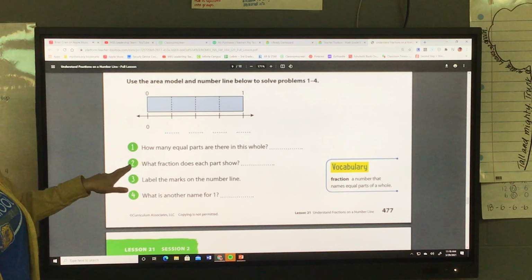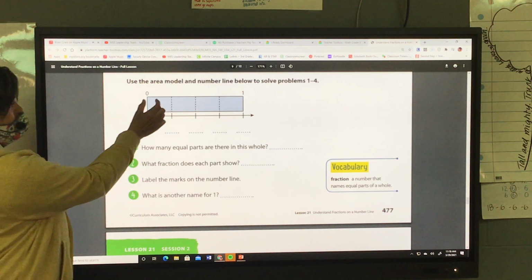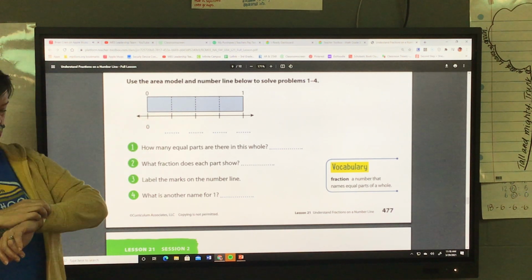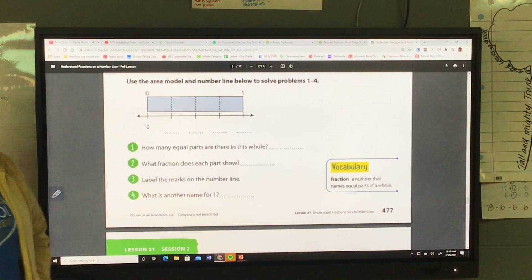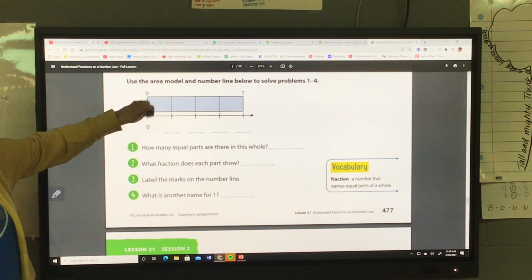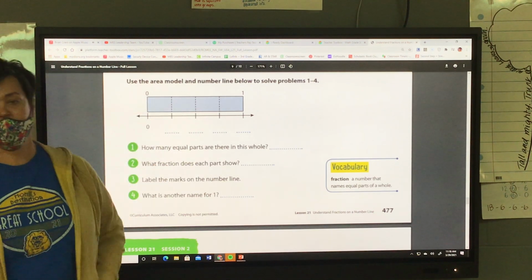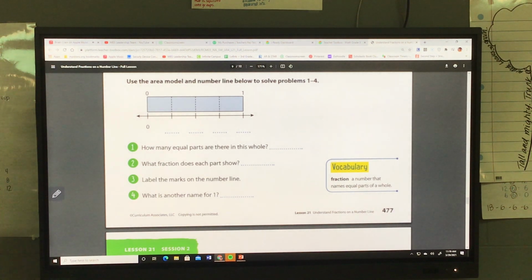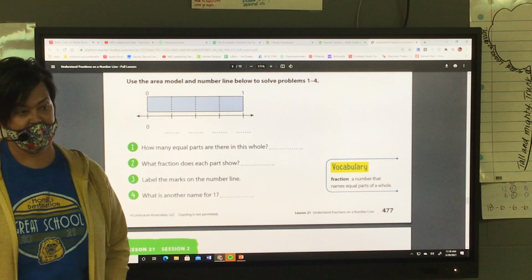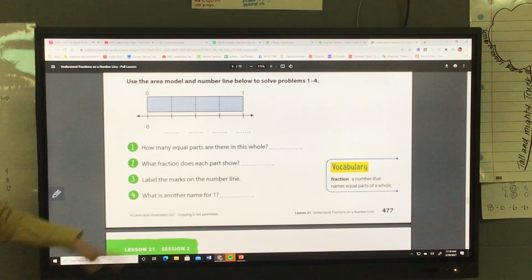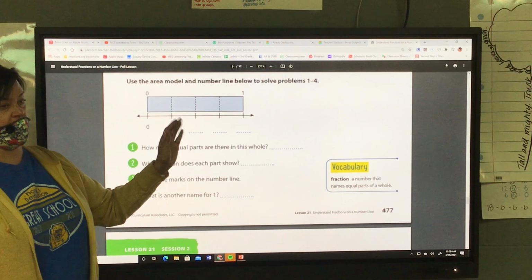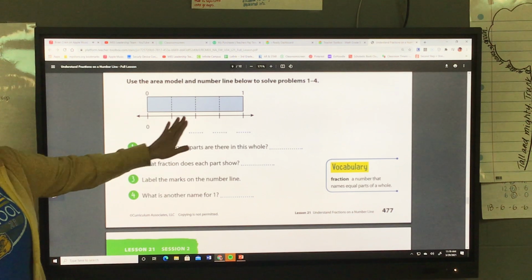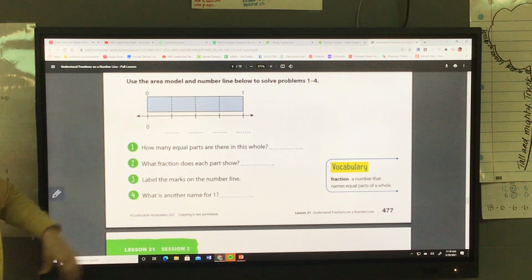Okay, part 2. What fraction does each part show? So this part, they're all that same fraction. What's the fraction for this part? That tells you, write it down. I'm seeing who's been following along with what we've been doing today and what you worked on last week. Remember, this is like the unit fraction that you write here. 3 says label the marks on the number line. We did that first.